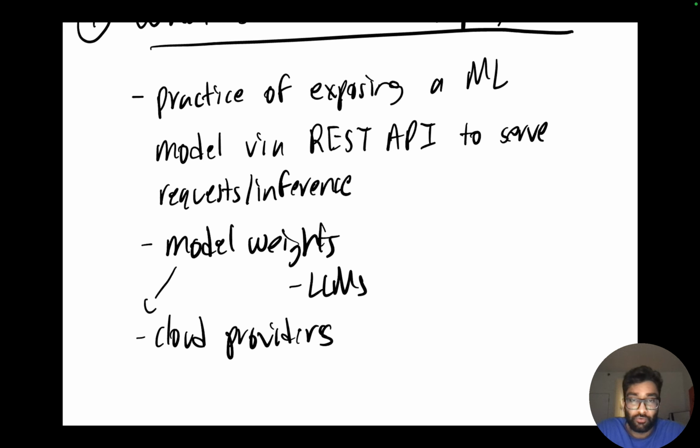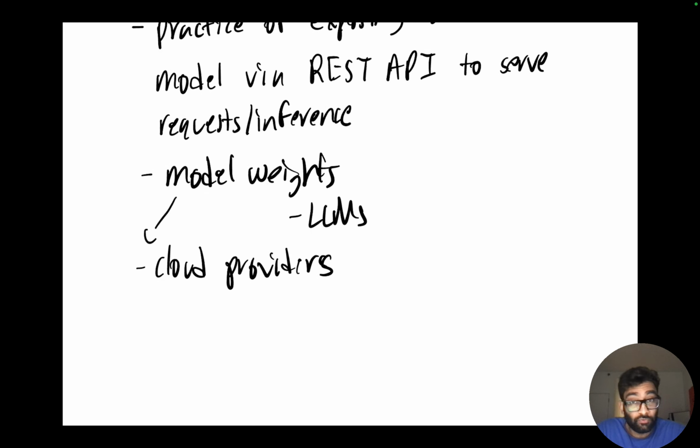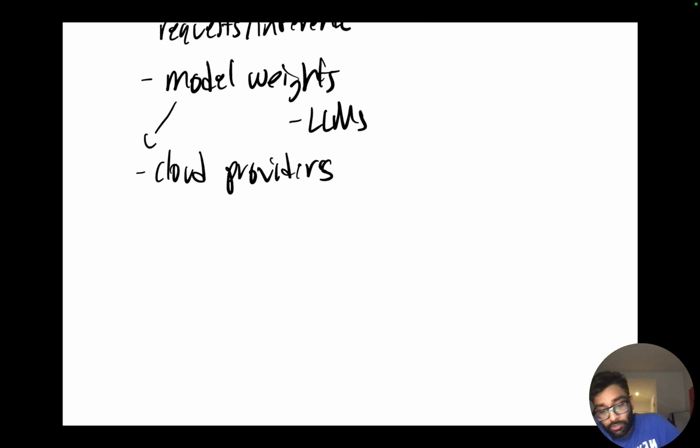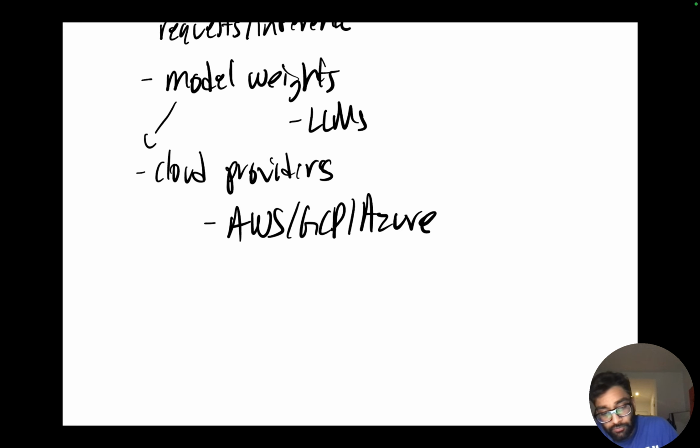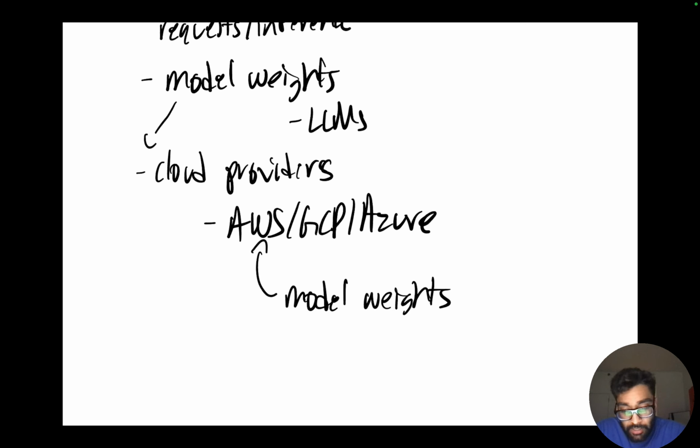But as you scale the model size and you need more compute and storage to be able to handle these types of weights, that's where cloud providers become really handy, in terms of AWS, GCP, Azure, and basically any managed services that provide a simple way of working with and storing these model weights and serving them for inference, essentially as an API.